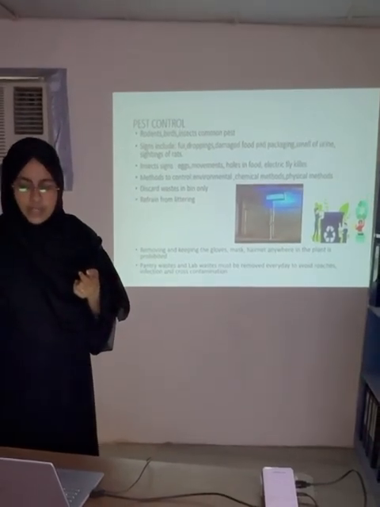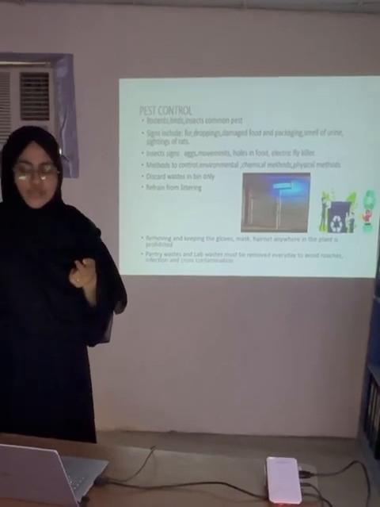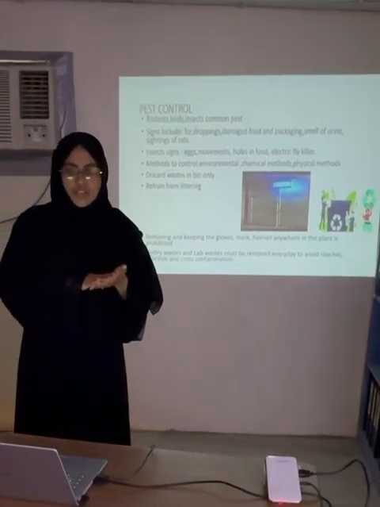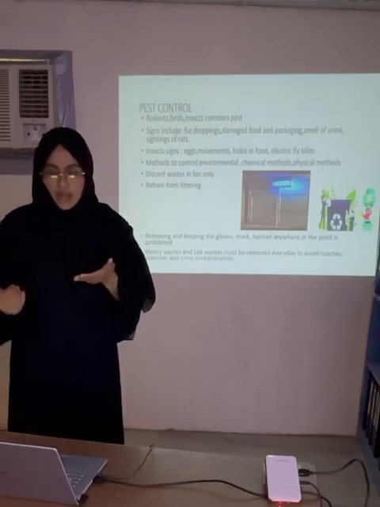Another thing regarding pests is overloaded garbage. The garbage should always be kept from littering. Whenever the garbage is full, it should be taken outside promptly.